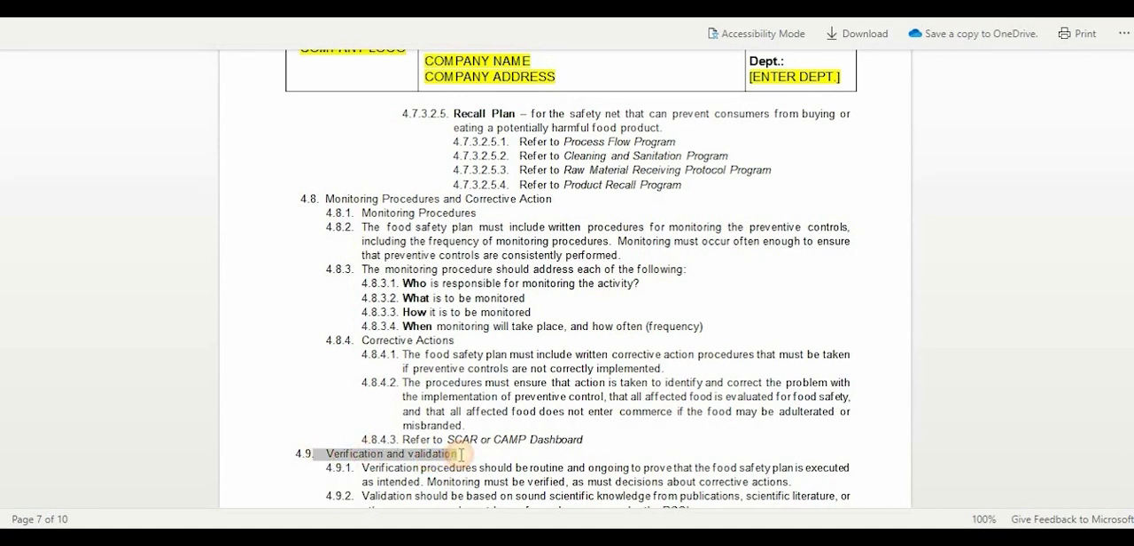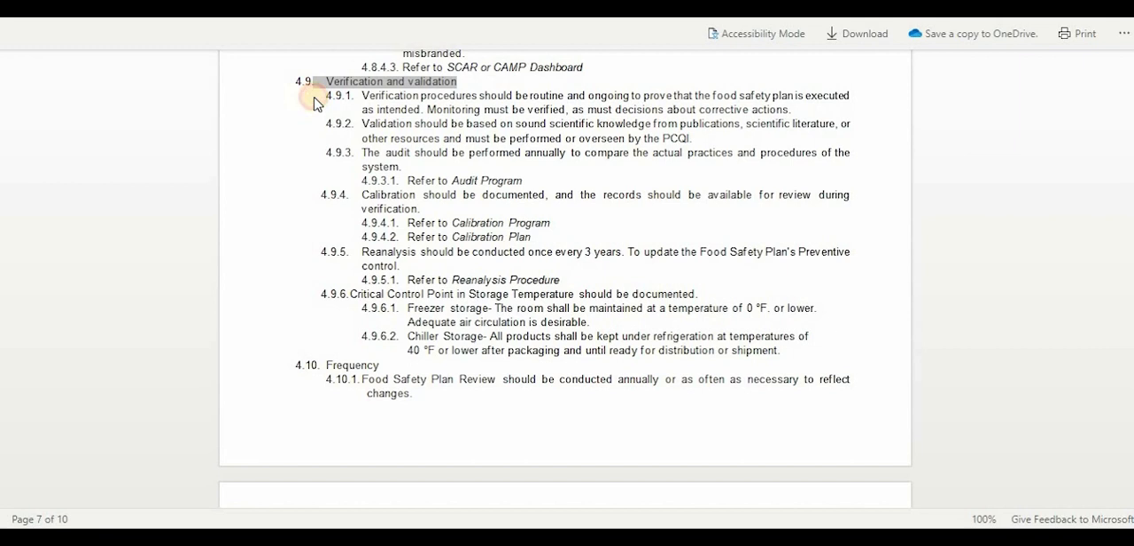Next is verification and validation. Verification procedures should be routine and ongoing to prove that the food safety plan is executed as intended. Monitoring must be verified, as must decisions about corrective actions. Validation should be based on sound scientific knowledge from publications, scientific literature, or other resources, and must be performed or overseen by the PCQI. The audit should be performed annually to compare the actual practices and procedures of the system, which you may refer to audit program.